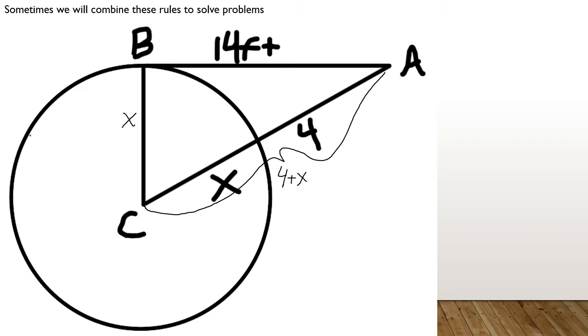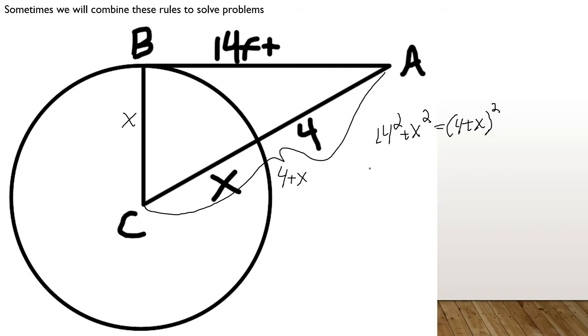So if I want to solve for x, I'm going to set up my Pythagorean theorem, but in a very special way. We get 14 squared plus x squared, that's these two sides, is equal to (4 plus x) squared. You have to make sure you're squaring the entire thing here, because this entire side is 4 plus x. Not just the x, but the entire side length is 4 plus x.